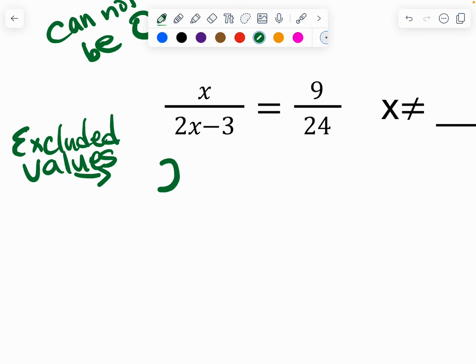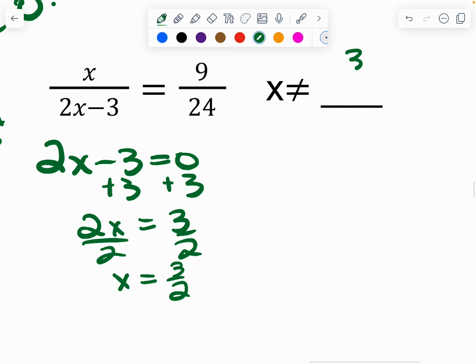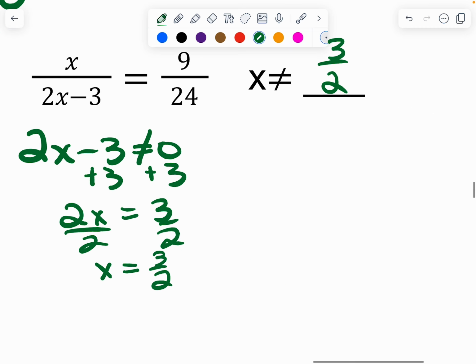These are values that you cannot plug in for x. And so what I do is I take the denominator, I set it to zero, and I solve. Divide by 2, x equals 3 over 2. So these are the numbers. The denominator cannot equal 0, so x cannot be 3 over 2. So when I solve this equation, the answer cannot come out to be 3 over 2. So I'm going to rewrite this.